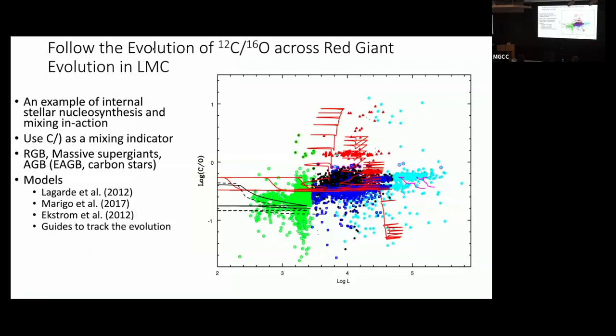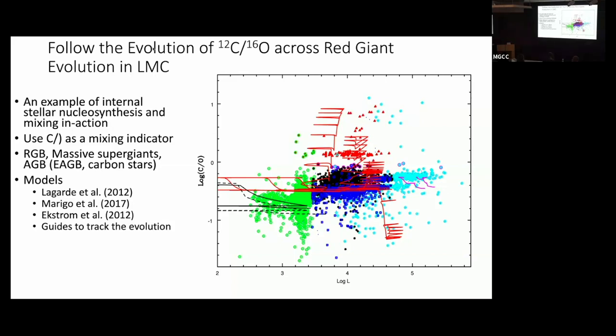And again, color coded it. So these are the first ascent giants, the RGB. Here's the tip of the RGB. This mess here that I've color coded both kind of blue and black are AGB stars. I characterize these as early AGB. These are late AGB. The carbon stars are coded as red. And then these cyan points are the massive stars, supergiants.